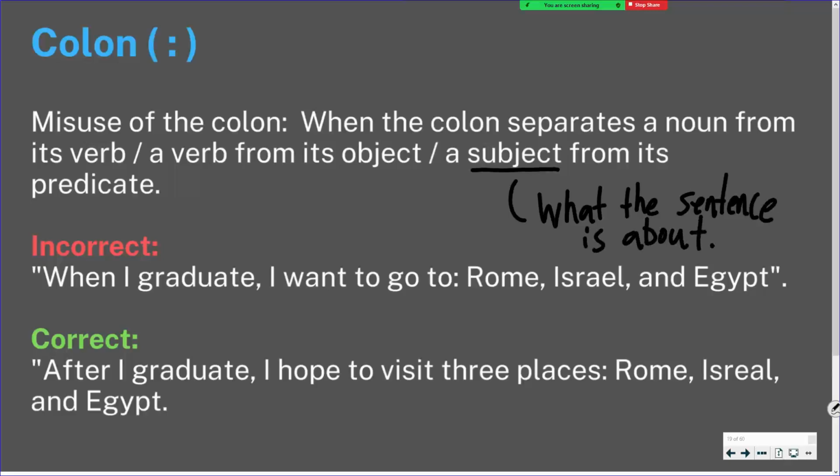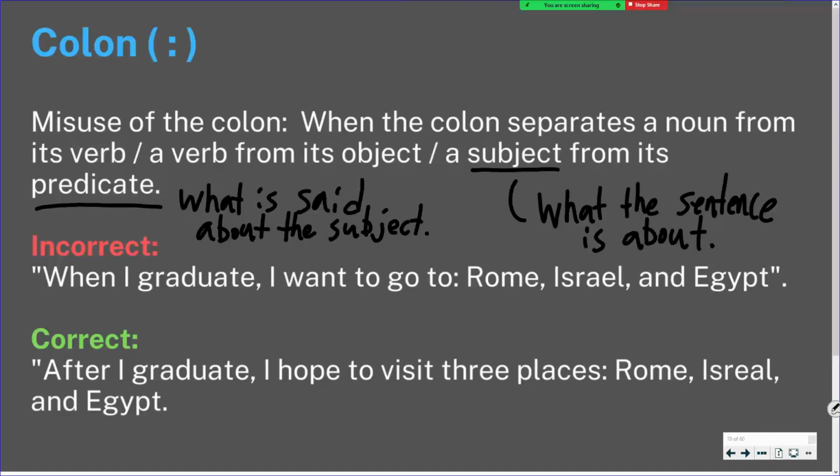So remember, we know what these things are because we use language every day. We may not know the word for it, but that's why we're here. So the subject is what the sentence is about. The predicate is what is said about the subject, or what the subject does. So if I say the boy kicked the ball, the boy is the subject. He's what the sentence is about. The object is what he's acting on, the ball in this case, right?